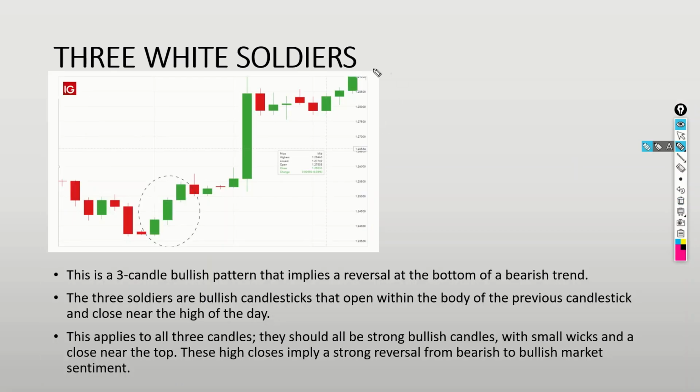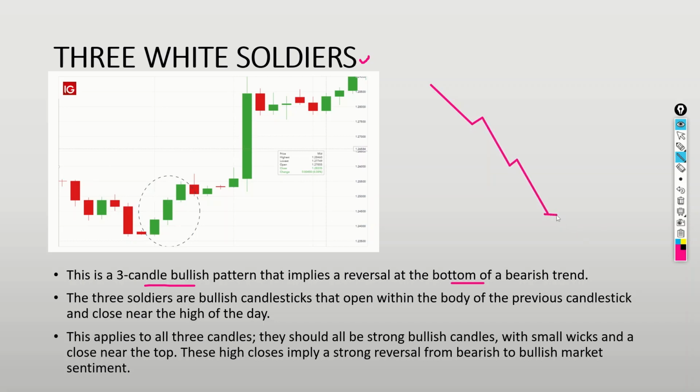So another candlestick pattern we are going to be looking at is what we call the three white soldiers. So this is a three candle bullish pattern that implies a reversal at the bottom of a bearish trend. Okay. So we are saying it's a three candle bullish pattern that implies a reversal at the bottom of a bearish trend. Okay. So we are saying the price is nicely forming a downtrend.